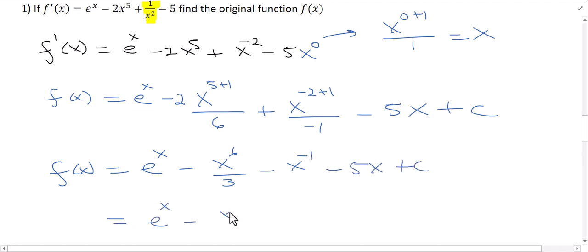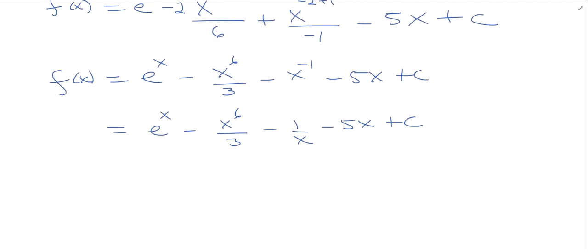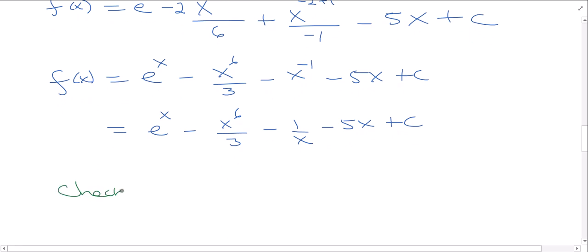So e to the x minus x to the 6 over 3 minus 1 over x minus 5x plus c. So this will be our antiderivative. Now, the nice thing about antiderivatives is that you can always check them. So check your work. So if you take the derivative of what you think the answer is, you should get what you started with.